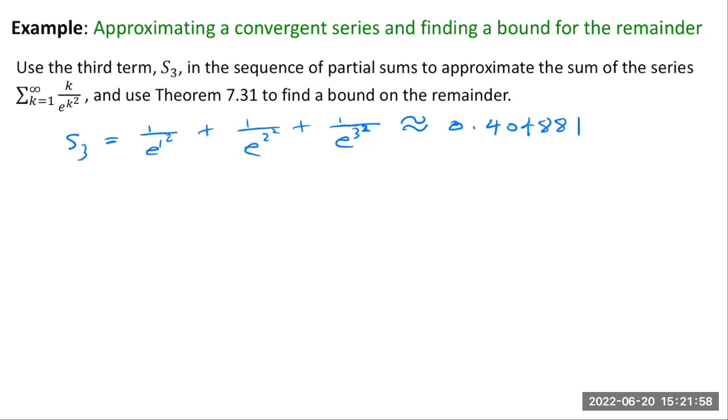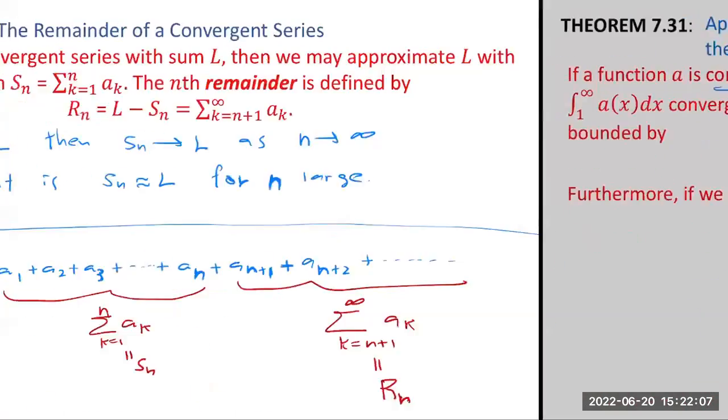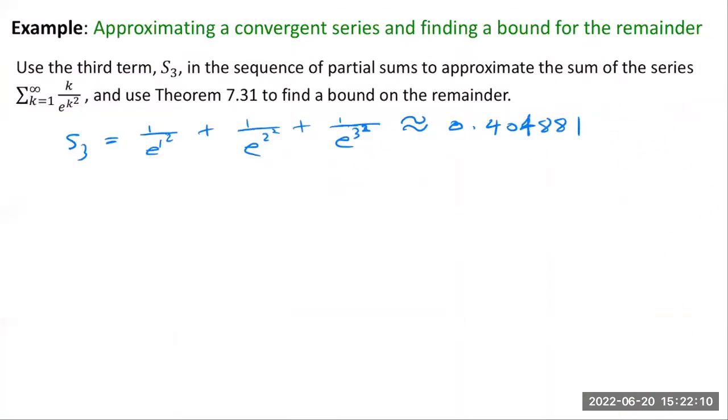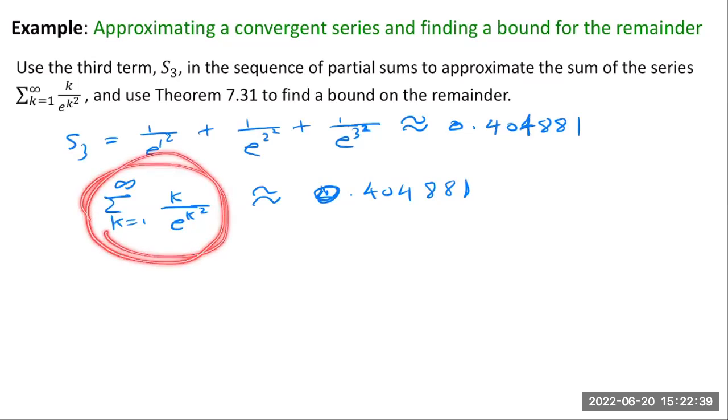0.404881. That's the approximate value for this summation. All right, now the conclusion is that from definition 7.30, this partial sum is an approximation to the sum of the original series. Okay, so we could write summation k goes from 1 to infinity, k over e^(k squared), is approximately equal to 0.404881. So we approximated the sum of the original series by a partial sum.